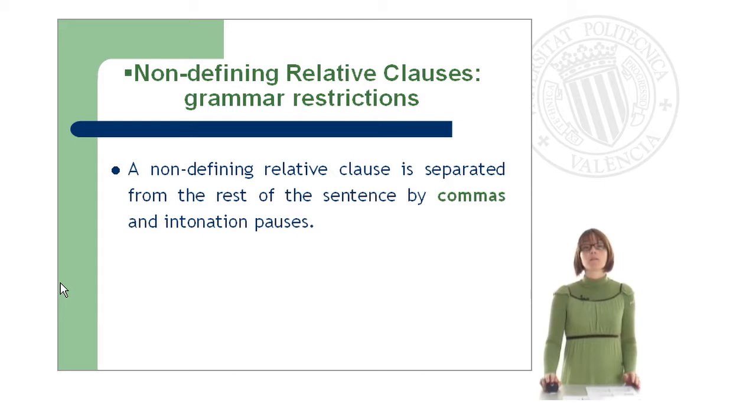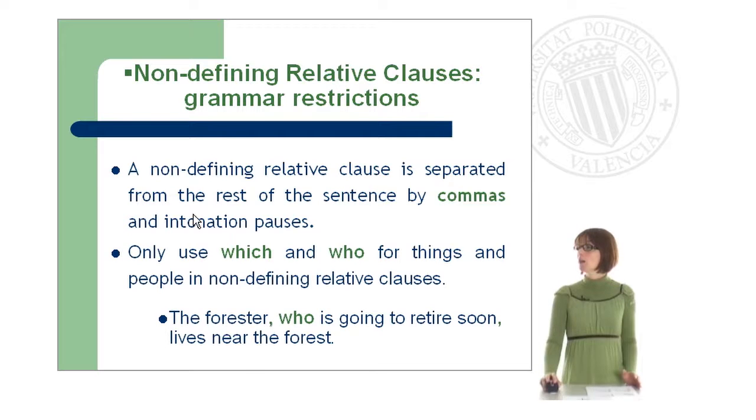Sometimes a non-defining relative clause is separated from the rest of the sentence by commas and intonation pauses. This is one of the ways to distinguish non-defining relative clauses from defining relative clauses. Let's have a look at the example. The forester, who is going to retire soon, lives near the forest. Another grammatical restriction is that we only use which and who for things and people in non-defining relative clauses. So the use of that is prohibited.